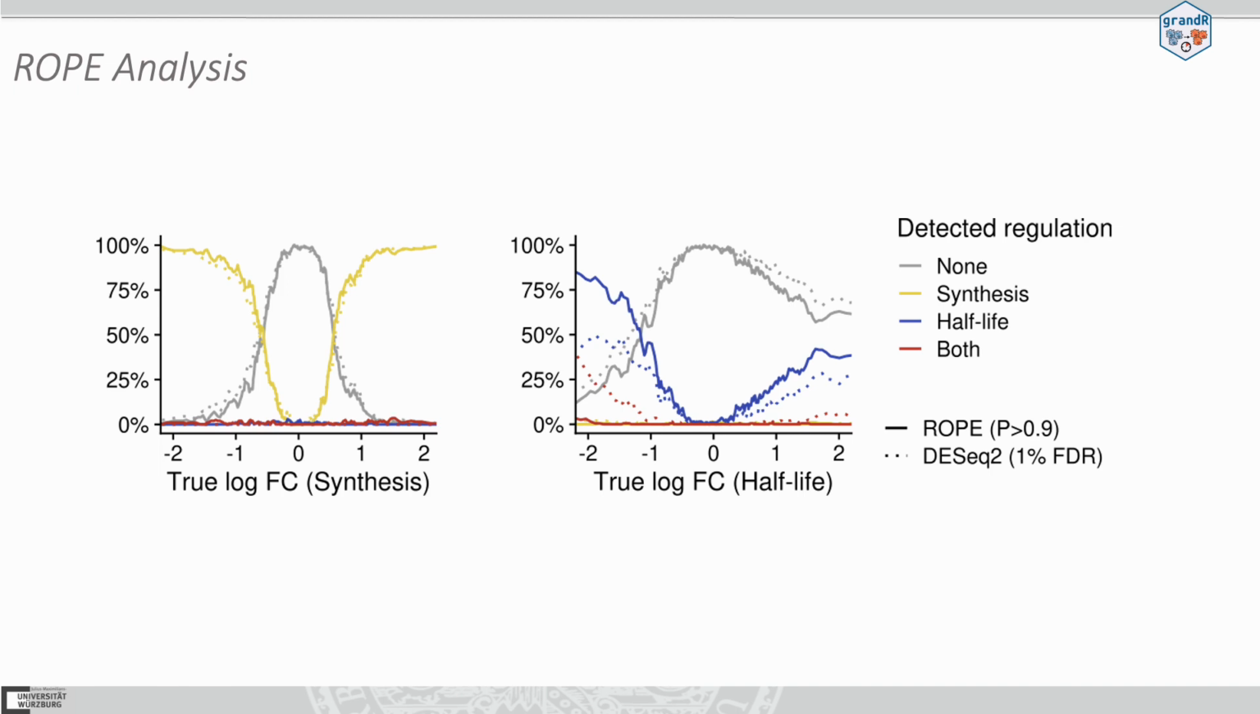Next, we focused on simulated data with perturbed half-lives. Here on the right-hand plot, we saw that our model, so the ROPE, only detected changes in half-life, which is the blue solid line, whereas the DESeq2 detected changes in half-life in both, so the blue and red dashed line. In general, our approach can accurately differentiate between changes in synthesis and degradation and is more sensitive than analyzing the old RNA for detecting changes in half-life.